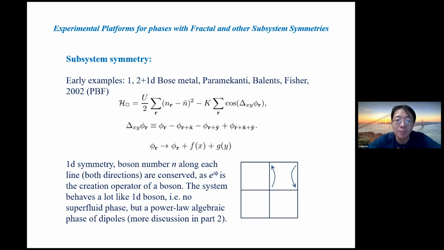In the PBF model, they describe a hardcore boson, sorry, may not be hardcore, but a boson hopping on a square lattice. In addition to the standard Hubbard interaction of the boson, there's a ring exchange. The ring exchange means that one boson hops from this side to this side, and another boson hops in the opposite direction from this side to this side.